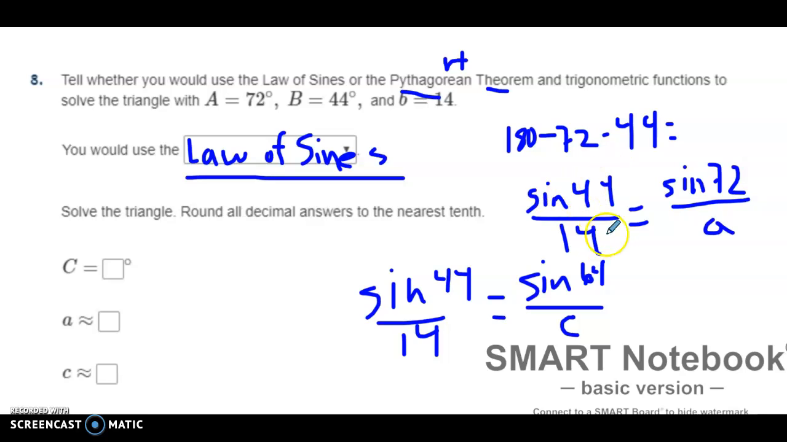Sine of 44 over 14 is equal to sine of 72 over A. A is found by taking 14 times the sine of 72, find an answer, then divide by sine of 44, and you get 19.2 for side A. To find side C, take sine of 44 divided by 14, that same ratio, is equal to the sine of 64, which is the angle of C, over side C. 14 times the sine of 64, find an answer, divide it by sine of 44, and you get about 18.1 when you round it to the nearest tenth.